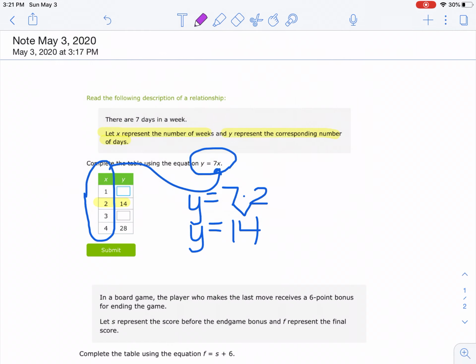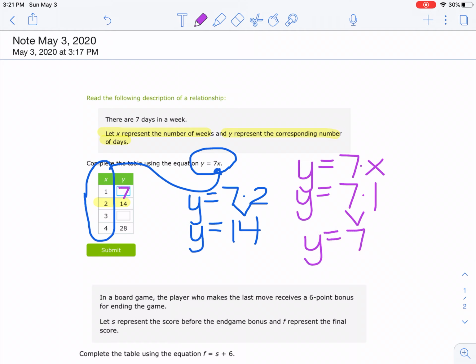So if I go back to the first one, I'm going to substitute 1 in for x. So y equals 7 times x, and I'm going to substitute in a 1 where the x was. Well, we all know 7 times 1 is 7. So for my first row there, it's going to be 7. And then same thing on the 3.